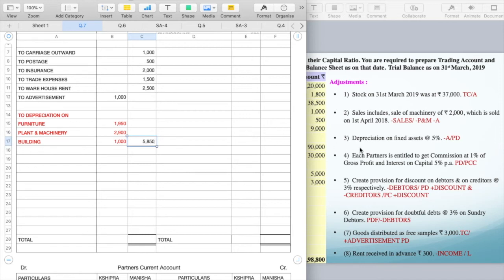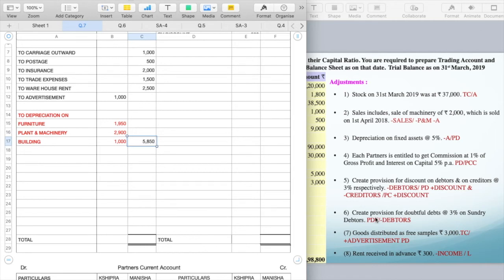Okay. Now fourth adjustment is each partner is entitled to get a commission at 1% of the gross profit and interest on capital 5% per annum. Now this adjustment we'll do at the end. Okay, because half of adjustment we cannot do, otherwise we'll forget. So better, we'll do it at the end. Now fifth adjustment also we cannot do because there's a reserve for discount on debtors. Now related to debtor, there's one more adjustment. Okay, that is new RDD. So first we'll do the sixth adjustment and then fifth one.